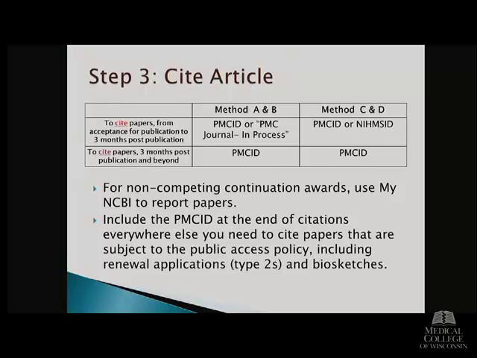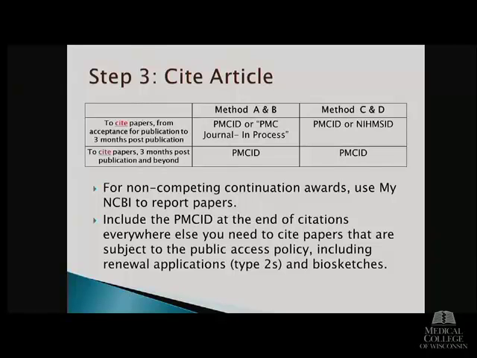If you're citing papers between the date that they're accepted for publication and 3 months post that date, you can have either a PMC ID or something indicating they're in process. For methods A and B, you will have a status that says PMC journal in process. For methods C and D, you will have the NIHMS ID to show that you started the submission in that system. But after 3 months post-publication, if you don't have a PMC ID, it is out of compliance, even if it is in process. They give you 3 months of leeway, but after that point, there needs to be a PMC ID.